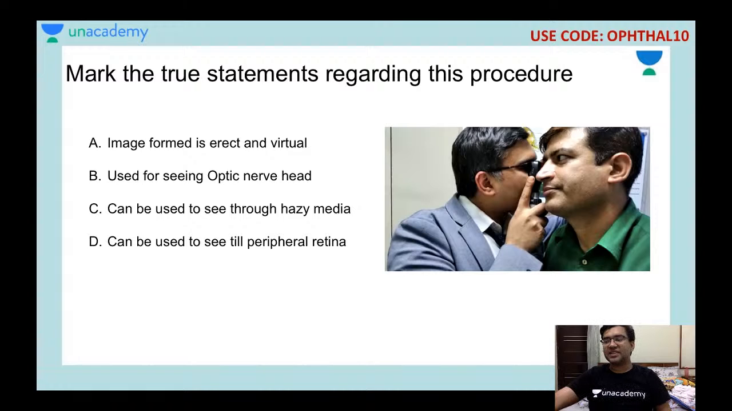Mark the true statements regarding this procedure. First of all, tell me what is this procedure which is going on.